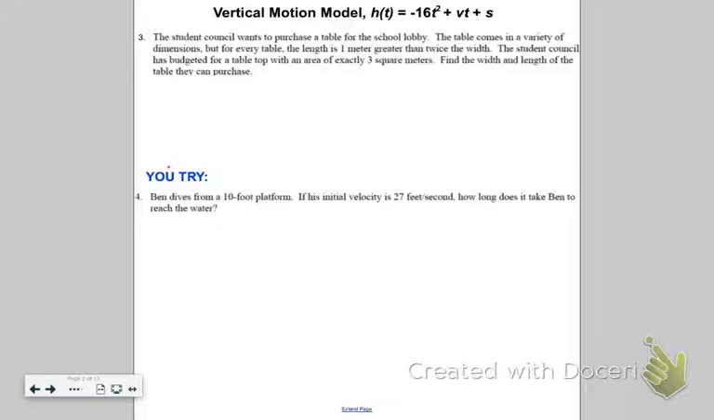So the first thing we need to do is figure out what information we're given. Ben dives from a 10-foot platform. That is our starting height, so S is equal to 10. The initial velocity is 27 feet per second. That's our other piece of information. V is equal to 27. How long does it take Ben to reach the water? Reaching the water is ground level. That is 0 for the height. We have all we need.